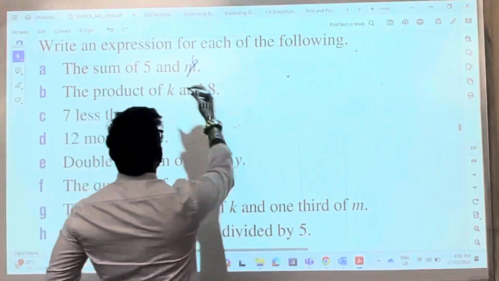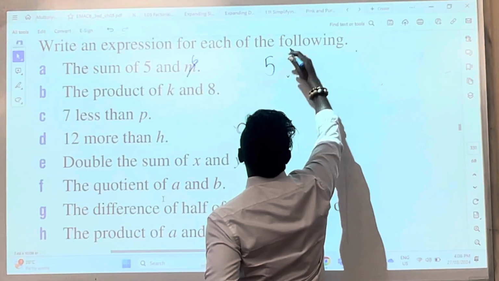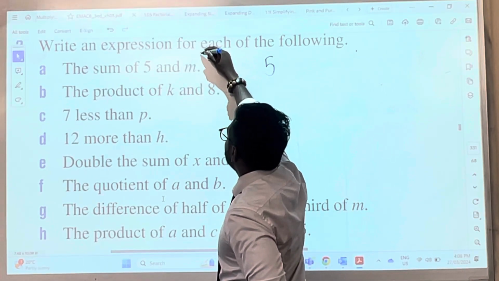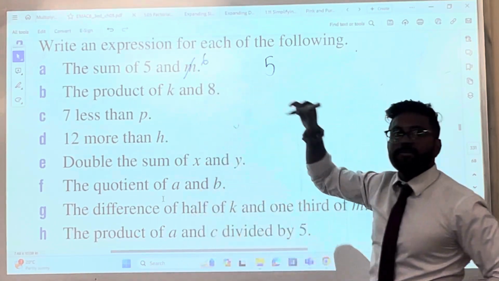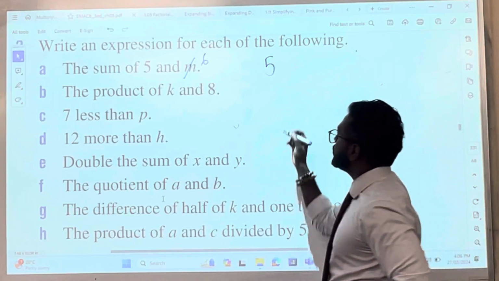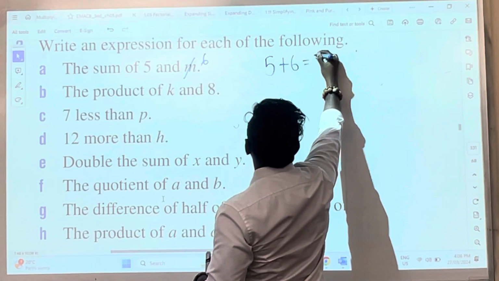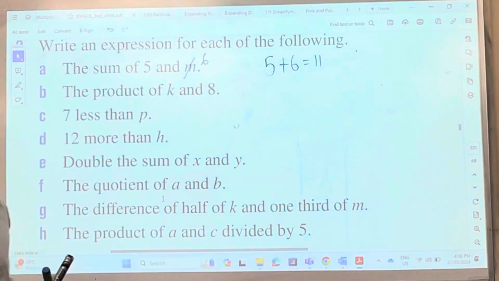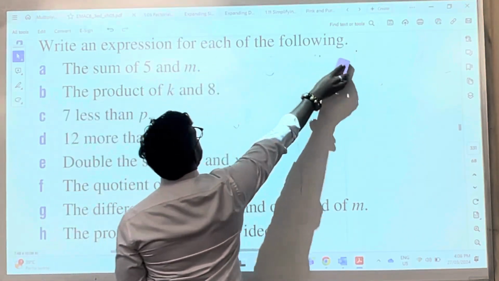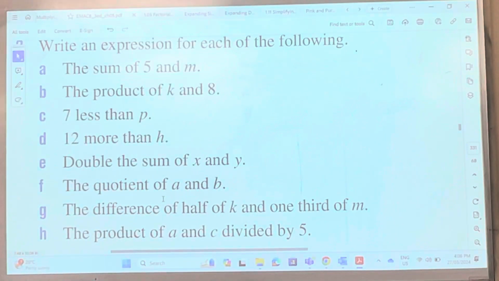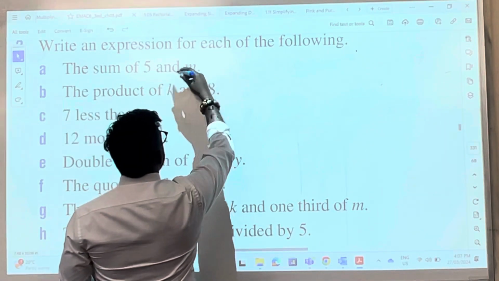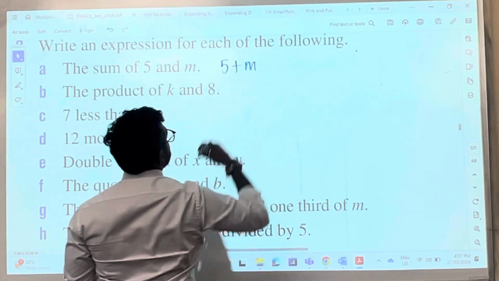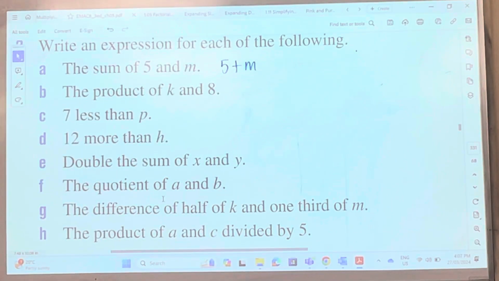So if it says here the sum of 5 and 6, let's say, for example, that m was a 6. What does it mean by the word sum? It means addition. So 5 plus 6, which is 11. Now, do we have 6 here? No, we don't. We've got m. So now, instead of 6, that's going to be added to 5, it's going to be 5 plus m. And that is your expression.